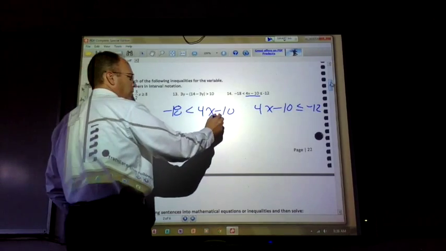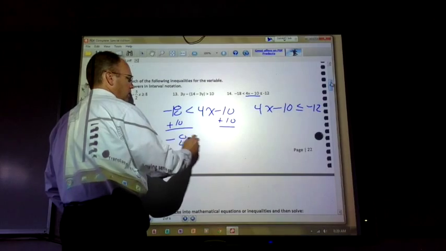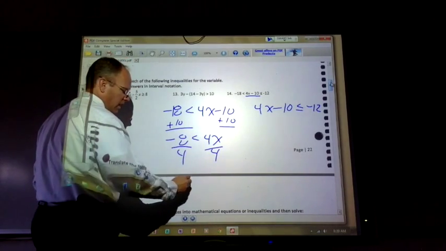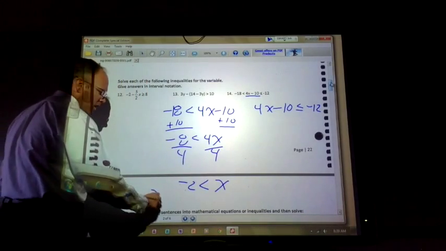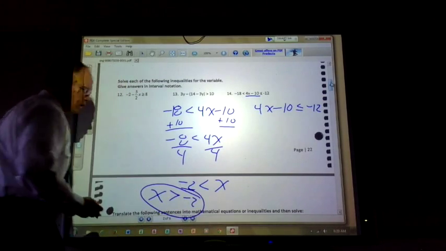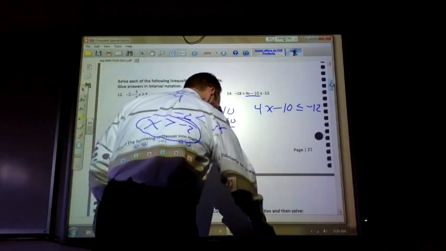So let's see. I want to get x by itself, so I'm going to add 10 to both sides. That gives me negative 8 is less than 4x. Divided by 4, divided by 4. So I'm going to get negative 2 is less than x. Let's flip that over so it looks a little better. If I flip the whole thing over, so I have x first. There's one of my answers. And then let's solve this one.